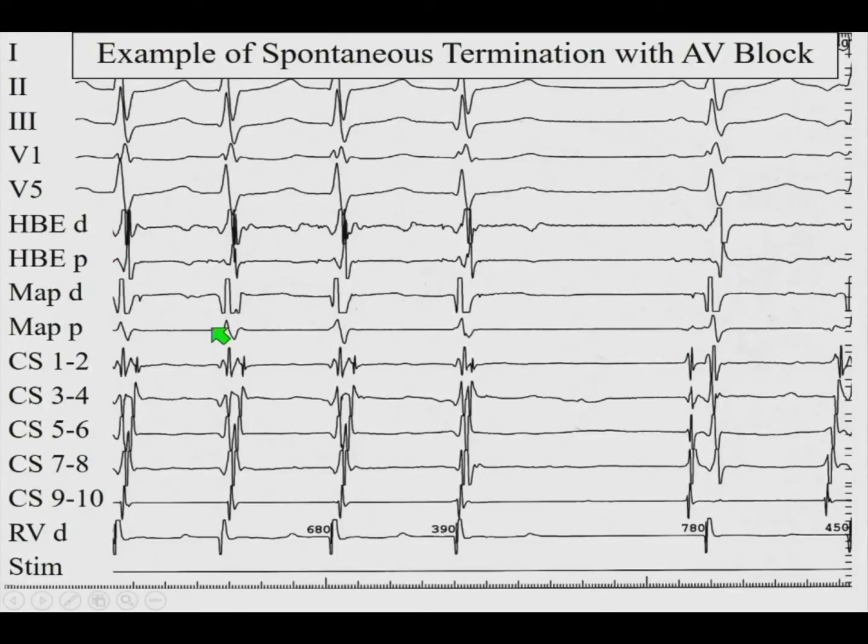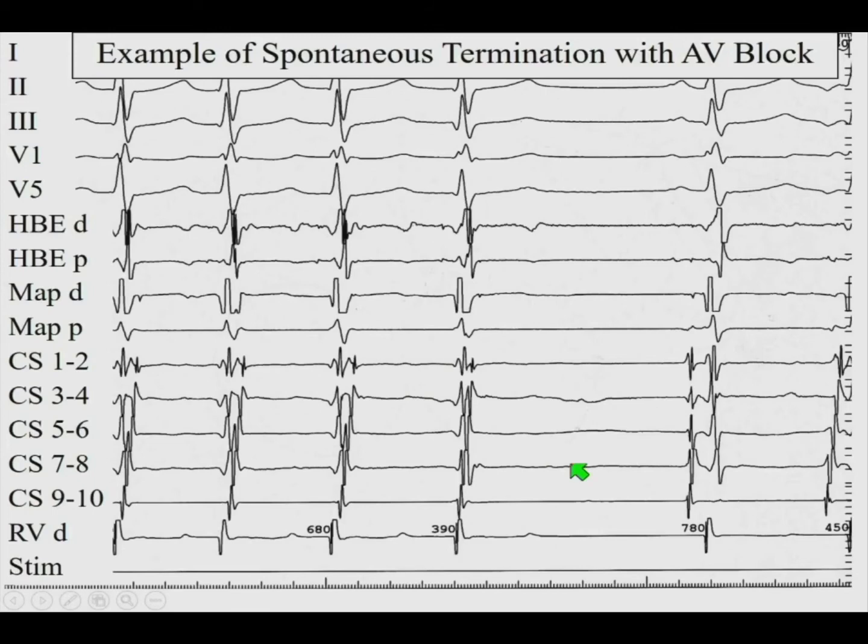Here is an example. This is a pediatric case. I tell you that because there's 4 catheters in here. You can see a His catheter, a mapping catheter, CS, and RV. This is a patient with a regular narrow complex tachycardia.